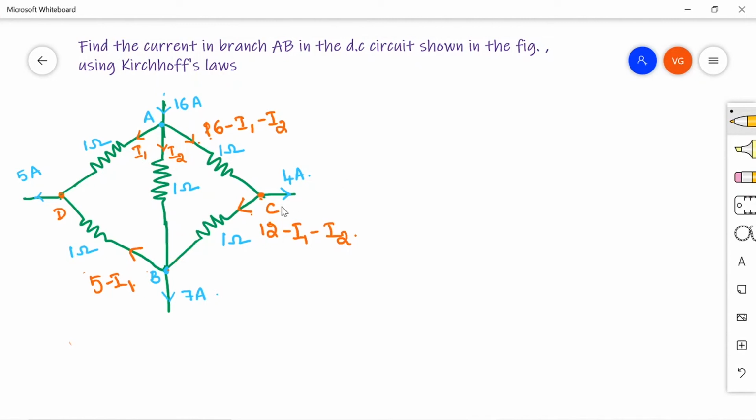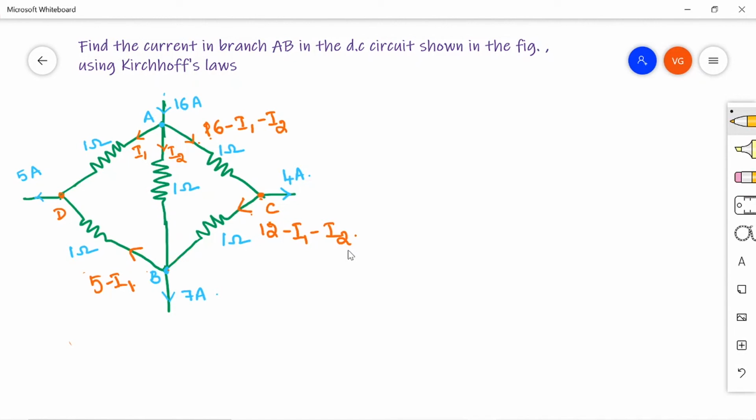To apply KVL, first of all we have to find out the closed loops. If I observe here, I found A, B, D, A as one closed loop. Similarly, A, C, B, A is another closed loop. Also, we have A, C, B, D, A as another closed loop. According to our assumptions, we have two unknowns, I1 and I2. So select any two loops out of these three loops, write down the mesh equation, or KVL equation, and then solve for the two unknowns from the two equations. So, let us do that.